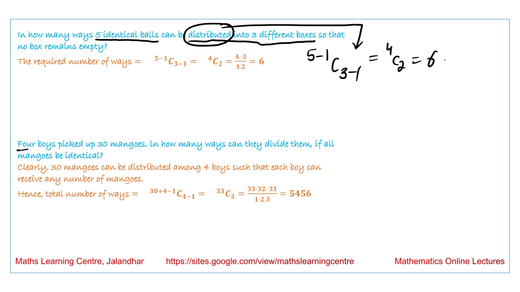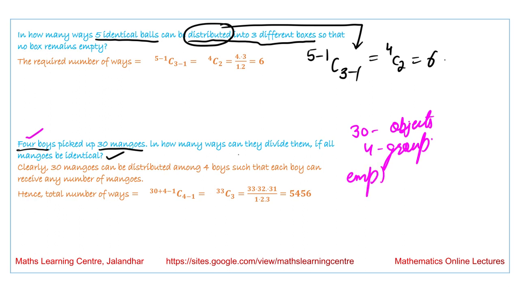Next: 4 boys picked up 30 mangoes. In how many ways can they divide them if all mangoes are identical? This is just the case where a boy may not receive any of the mangoes. So we are talking about the case of distributing 30 objects into 4 groups, and an empty group is allowed.